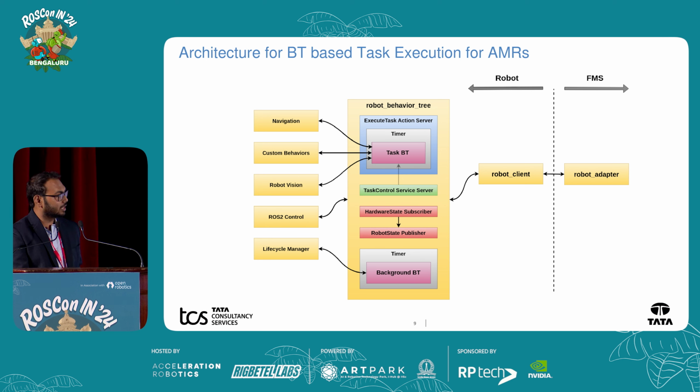And there's another behavior tree here, the background BT, that is for the background work and lifecycle management. And we are getting the hardware values from ROS to control. So we'll be combining some information from the robot behavior tree and this hardware state, and then we'll be publishing it to the client, which will be giving it to the robot adapter. So this is a closed loop. And this task control service server, which is in green, is for pausing and resuming the robot through the robot client.